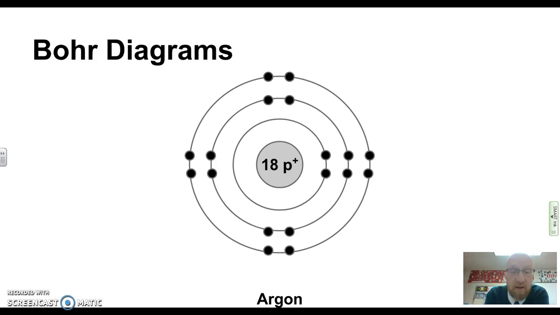And this is argon. This is 18 protons with 18 electrons. This is the largest atom that I would have you draw a Bohr model for, more than likely. Things get complicated beyond this, and so the Bohr model works really well up through argon.